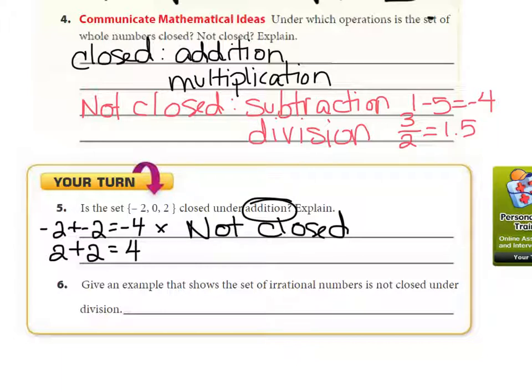Number 6 says to give an example that shows the set of irrational numbers is not closed under division. So we're looking for two irrational numbers that when I divide them, turns into a rational. Well, it's pretty much the same as when you multiply them. If I take an irrational number and divide it by itself, it turns into 1, which is no longer irrational. So any irrational number divided by itself would automatically give you a rational number.